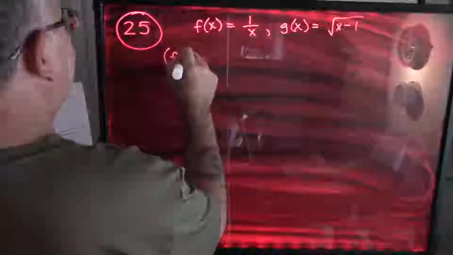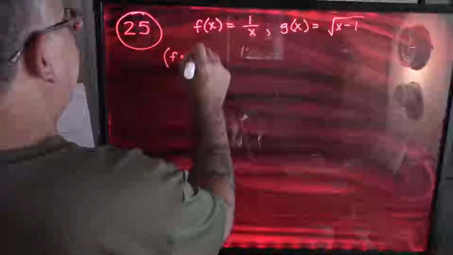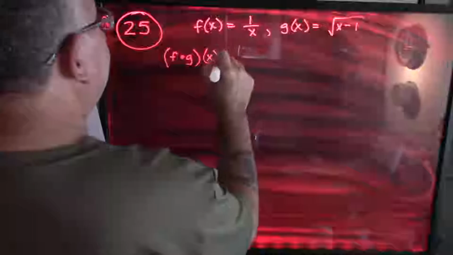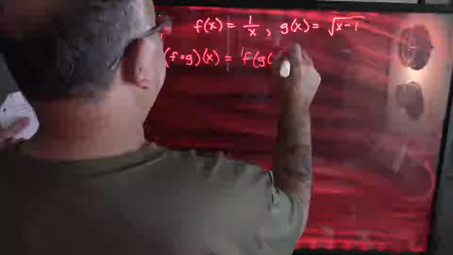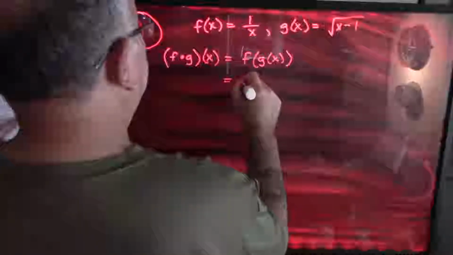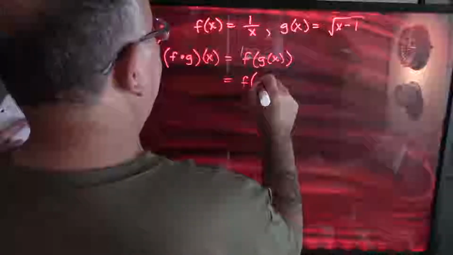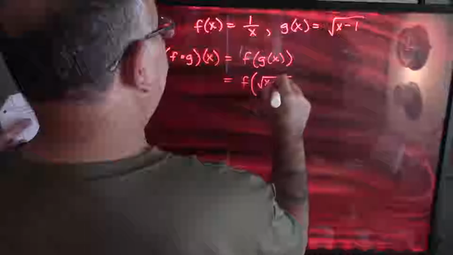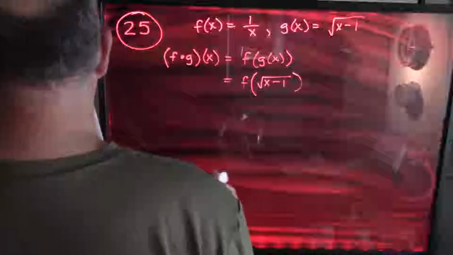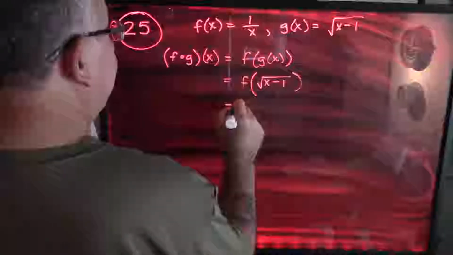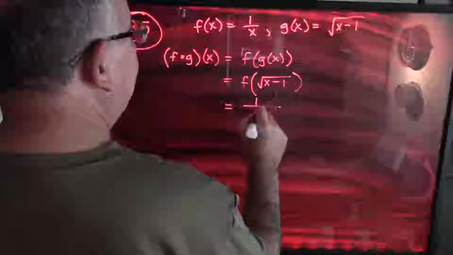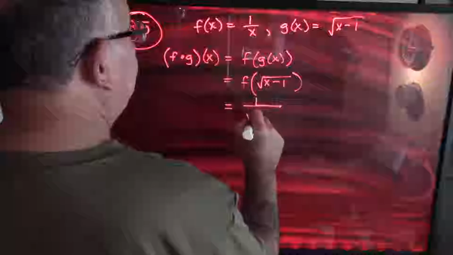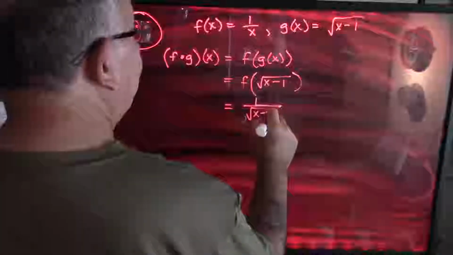So first we need to know what f composed with g is. So that's f of g of x, and that's f of square root of x minus 1. Alright, and that's, take that, plug it in there, that's 1 over square root of x minus 1.